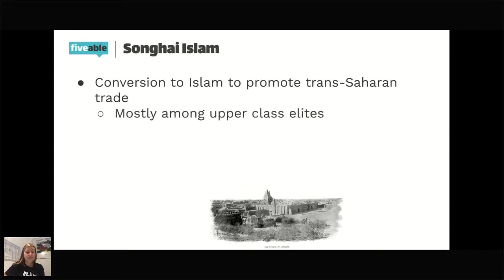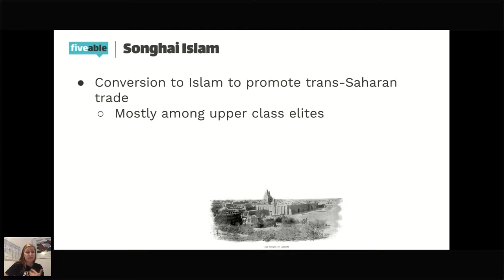But a lot of the converts to Islam are really just going to remain in the upper classes. In the Songhai Empire, which is going to supersede or surpass the Mali Empire in West Africa in this time period, 1450 to 1750, we're not really seeing huge numbers of converts coming from the lower classes to Islam. It's really going to just remain among the upper class elites.